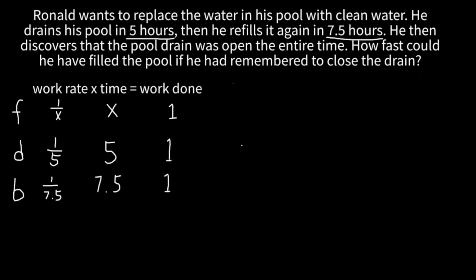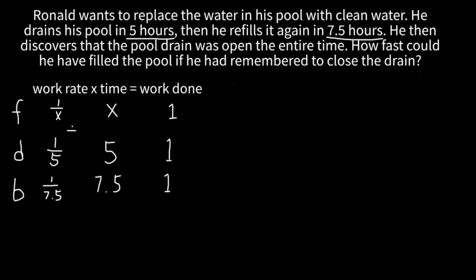Now, I want you to think logically here. Him having the drain open while he was refilling the pool, that's not a good thing. The drain is working against his goal of refilling the pool. So for the question that we did earlier, both of the painters were helping each other reach their goal, so we added up both of their work rates. However, here, the only work rate that is actually doing something productive is the action of filling the pool, but draining the pool is reducing the work rate of refilling the pool.